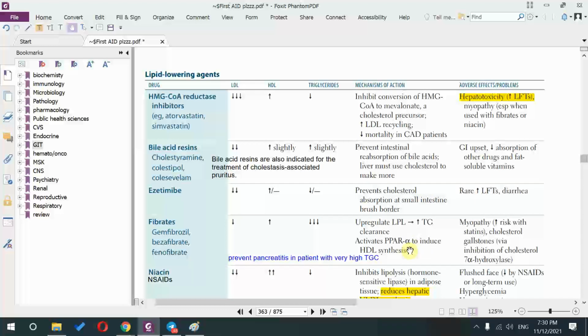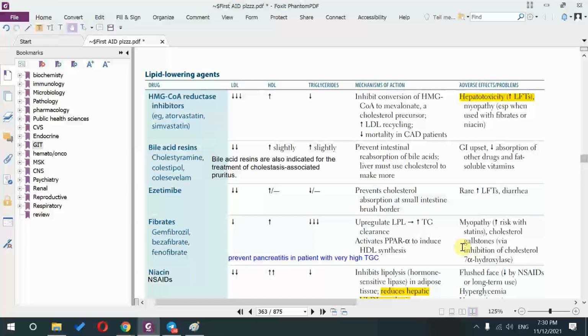Know that these two exist. Do not get confused between them. They will put it in the answers for you. They will tell you about fibrate, and they tell you that it activates the PPAR alpha, and then they will mention it activates PPAR gamma. To keep them straight, remember, in the first state, CVS is before endocrinology, so alpha comes before gamma. Okay, so it activates the PPAR alpha to induce HDL synthesis.